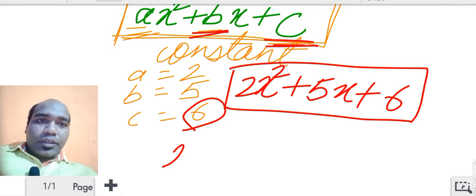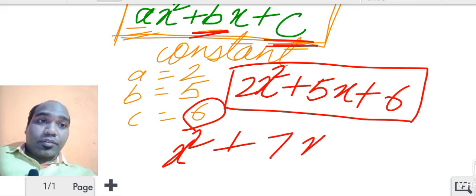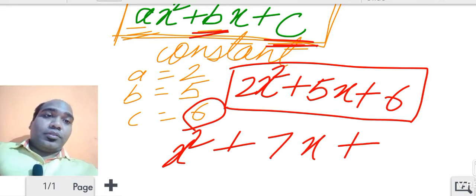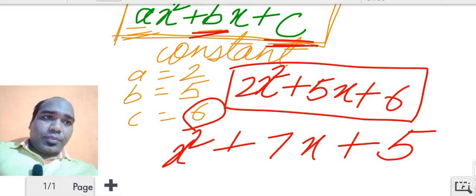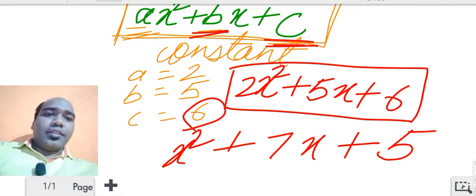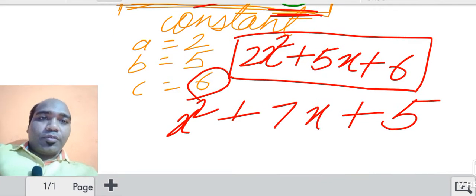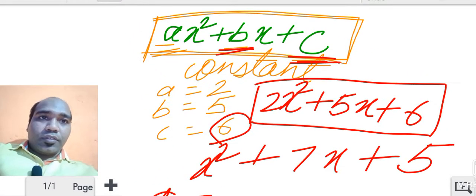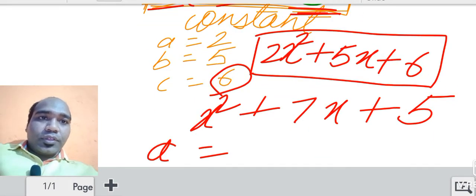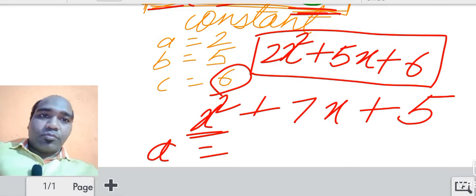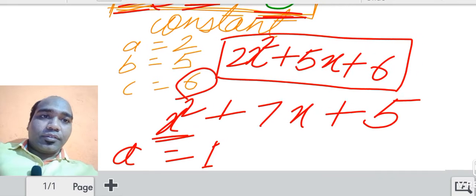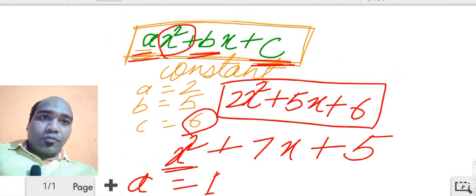It can be x square plus 7x plus 5. This can also be there. Anything it can be. So can you tell me what is a here? With x square, a is multiplied. So you can see here, with x square, what is multiplied? Nothing is there. That means 1. If nothing is given, then 1.